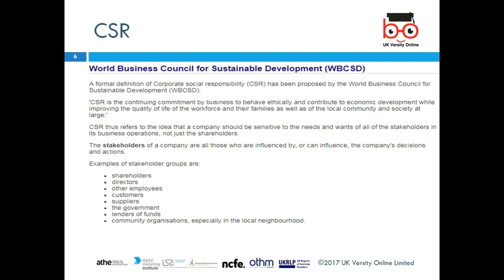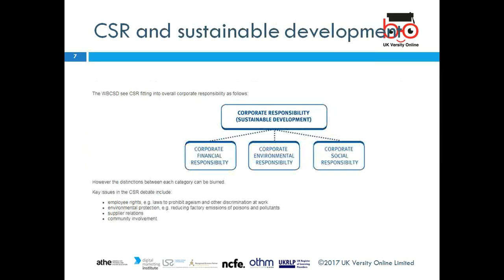So stakeholders of the company are all those who are influenced by or can influence the company's decisions and actions. Example, stakeholder groups: shareholders, directors, other employees, customers, suppliers, government, lenders, internal and external stakeholders. Any questions? So please focus on corporate social responsibility and sustainable development.